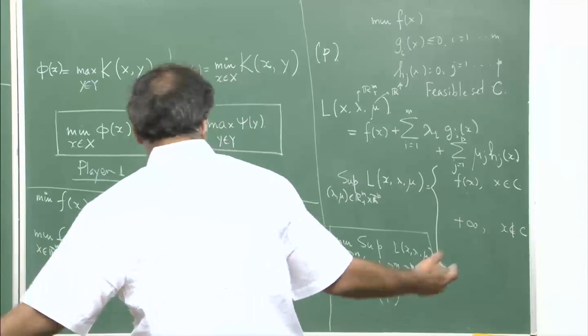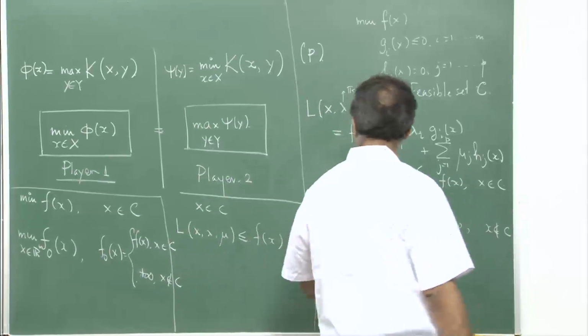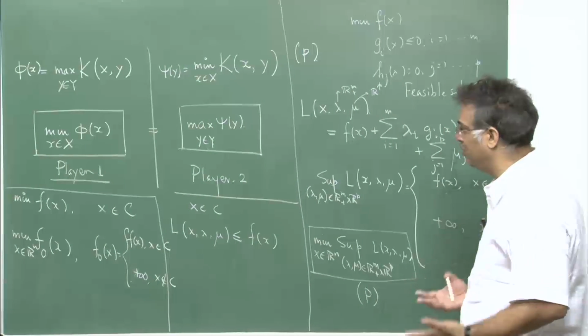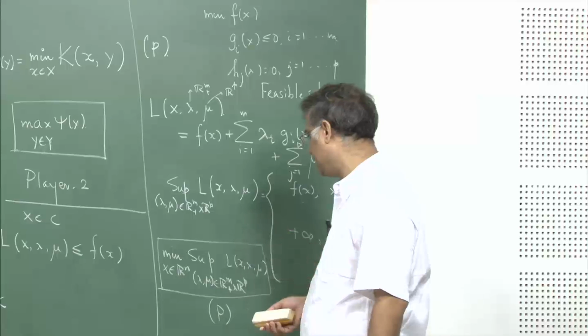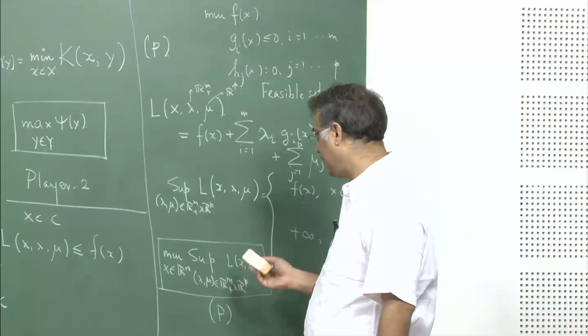So, this is my player 1's problem. So, how do you write player 2's problem? That is the whole question. So, the original problem can be written like this. So, could it be that I can change these two?